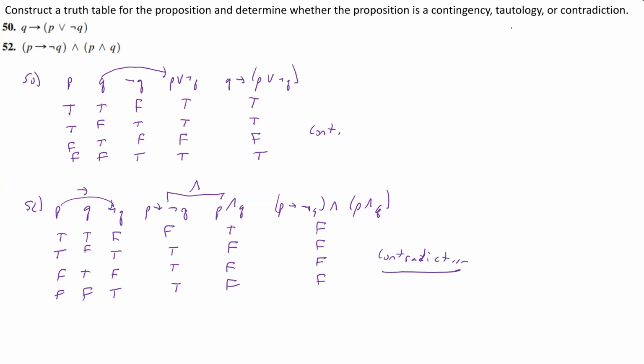So the tautology, that's going to be all true. Contradiction, that's going to be all false. And this is going to be a mixture of true and false. Okay. All right. So let's stop there and we'll come back for some more.